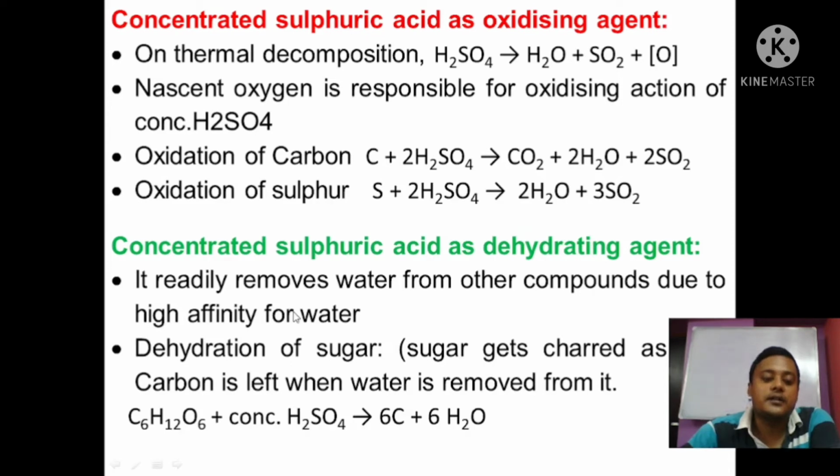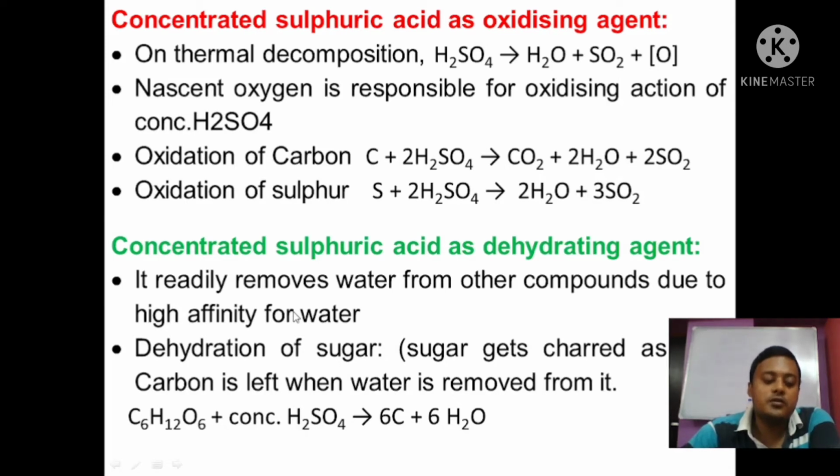Next, concentrated sulfuric acid acts as a dehydrating agent. Concentrated sulfuric acid has a strong affinity towards water, so it can remove water from a compound. That's why it acts as a dehydrating agent. For example, see the dehydration of glucose.